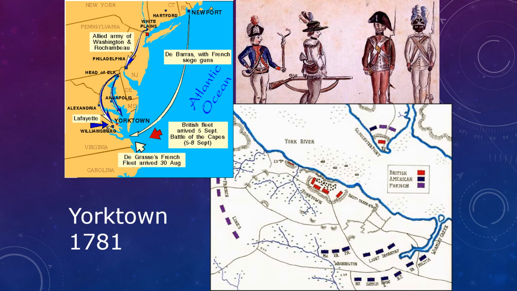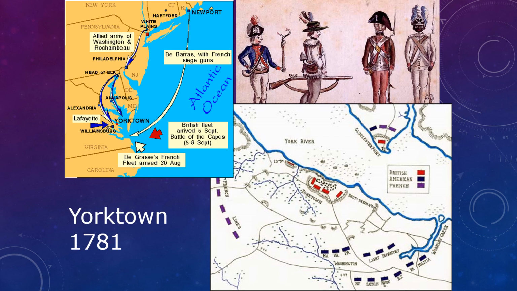Our guys won. The French and the British, they get down there. The French and the Americans, they get down there. You can see in that map in the lower right, the French take up their part of the line. The Americans take up the other side of the line, and a siege begins.